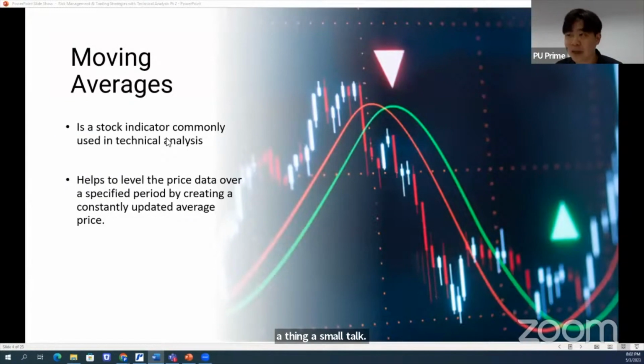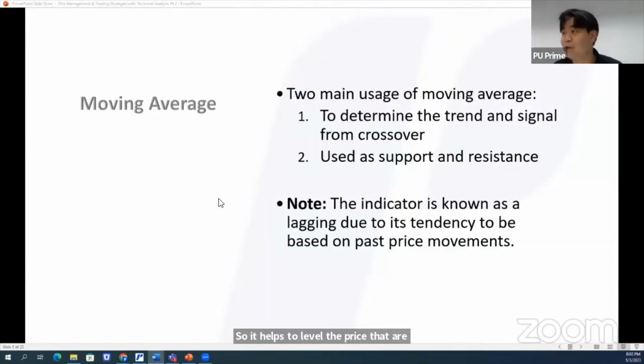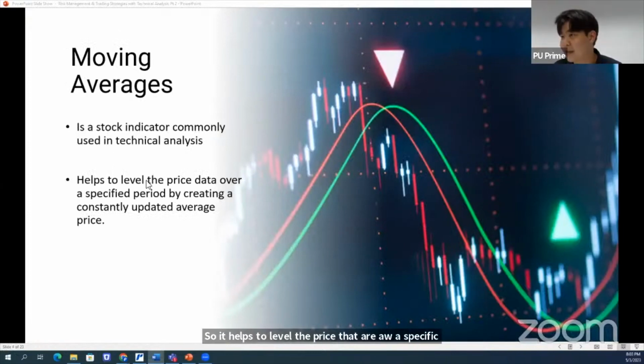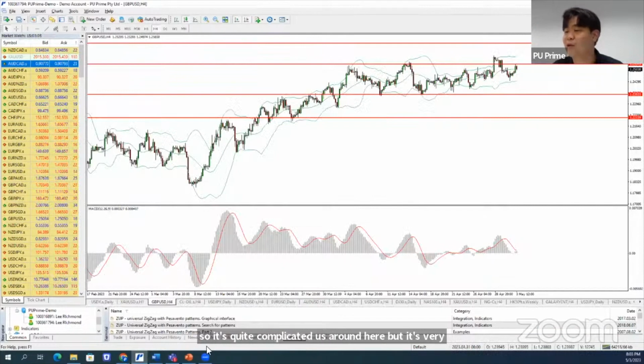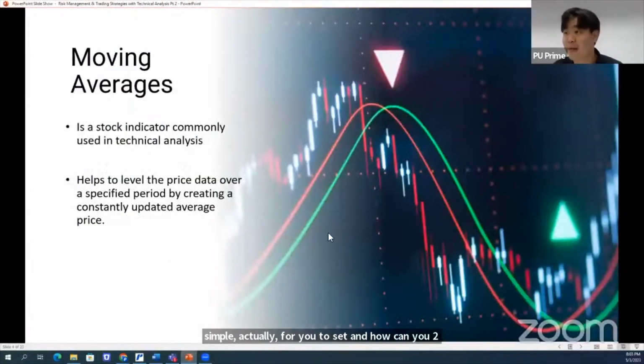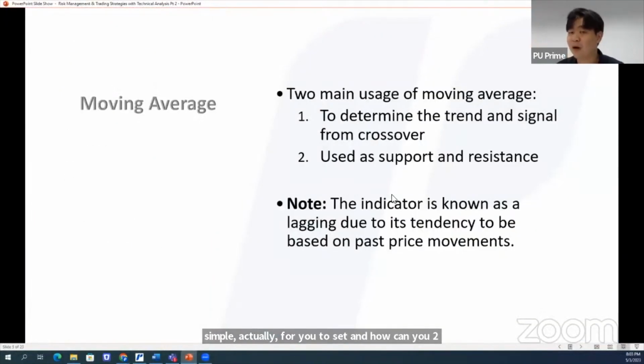And then, most important, we are going to cover the moving average. So what is a moving average? A moving average is a stock indicator commonly used in technical analysis. It helps to smooth the price data over a specific period by creating a constantly updated average price. It's quite complicated here, but it's actually very simple for you to set and identify. I will explain it later.